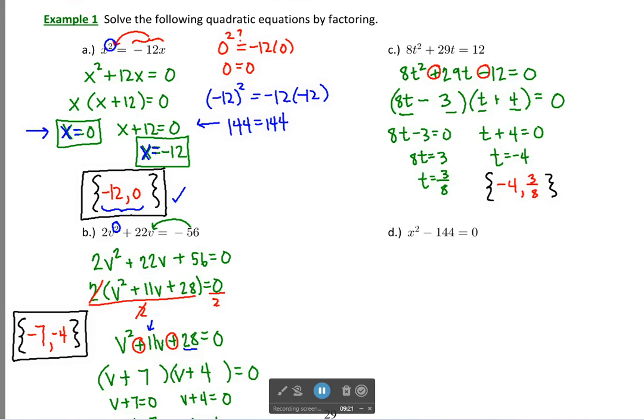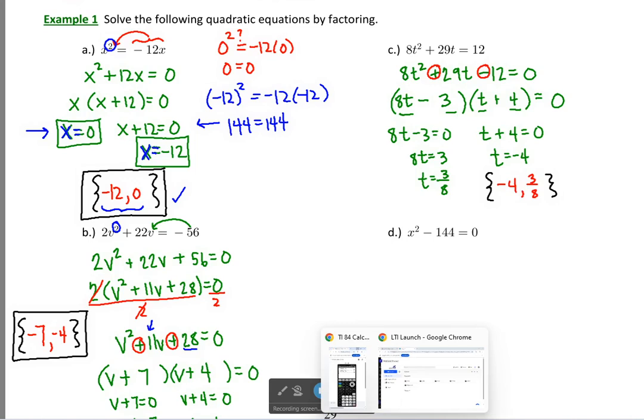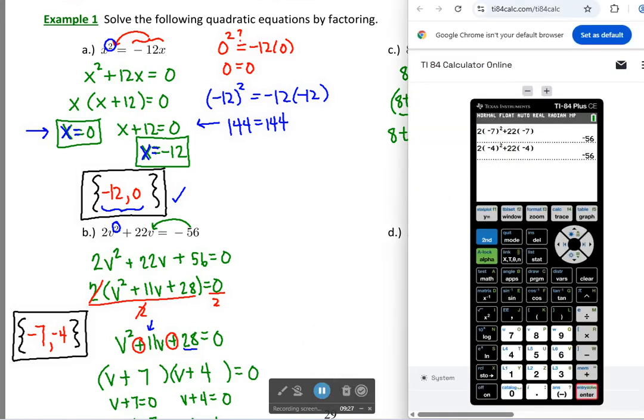But it's always a good idea to check our solutions. So I'm going to, again, use my calculator. Our problem was 8 times t squared plus 29t. So I'm going to replace t, first of all, with -4. And I'm looking for a value of 12. Remember, on the right side of the equation, we had a 12, so we can see we have a balanced equation. Let's also check our fraction solution.